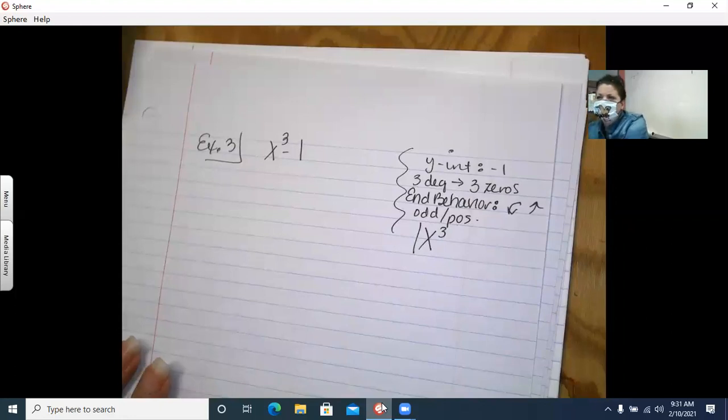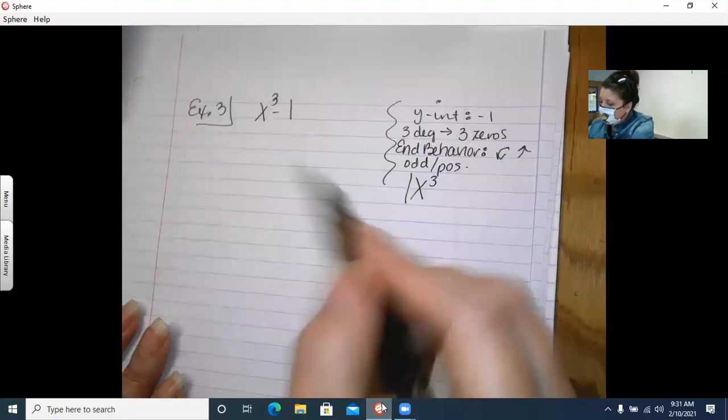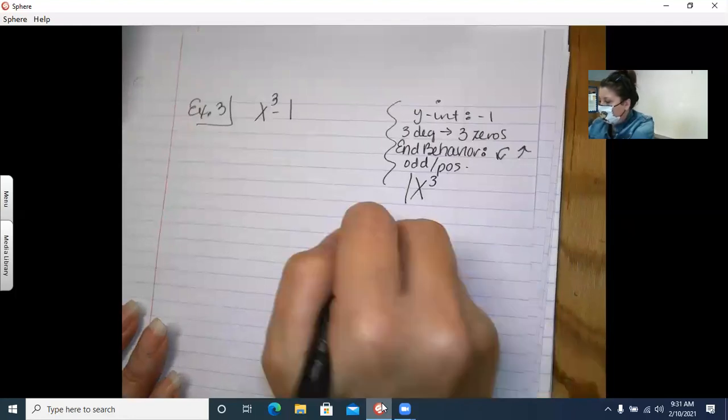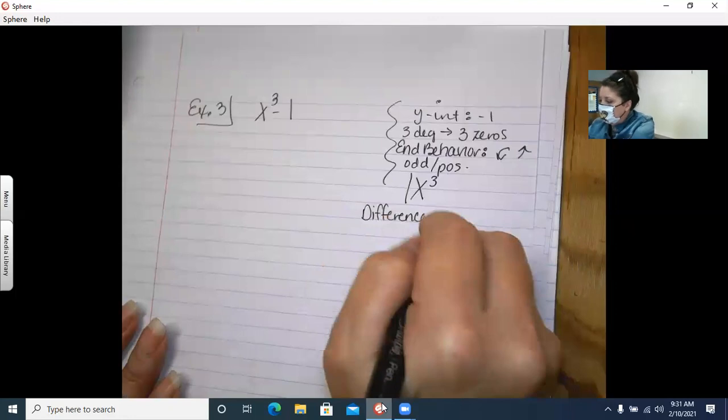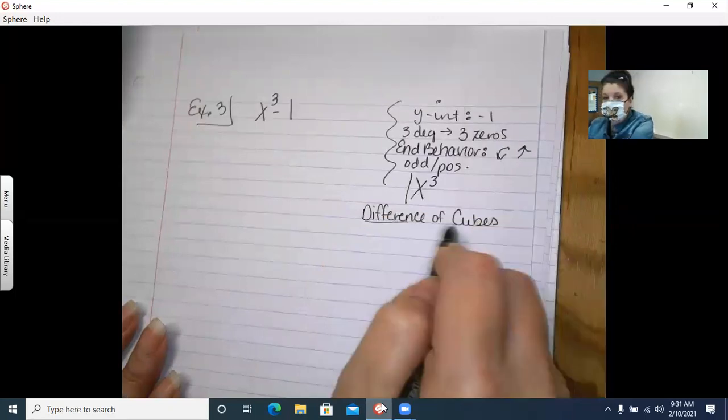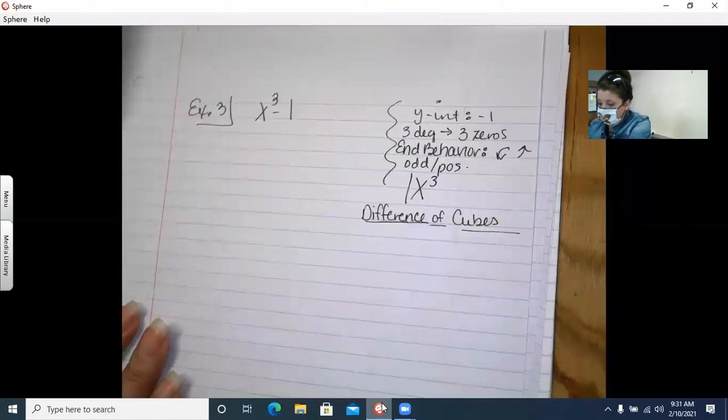X cubed is a perfect cube, is it not? Is 1 a perfect cube? And there's a minus sign. So what kind of problem is this? Difference of cubes. A difference of cubes has a different identity than sum of cubes. It's very similar. The only difference is 2 signs are different, right?